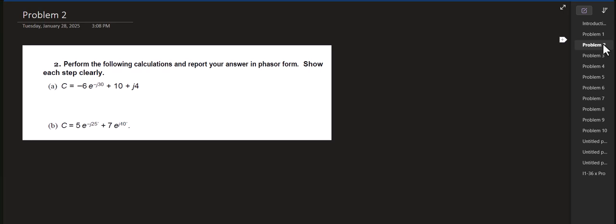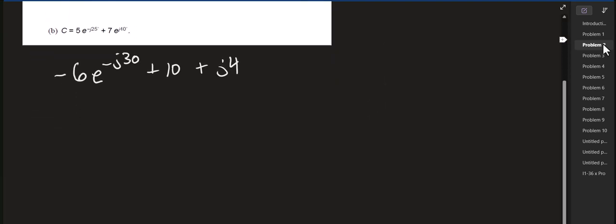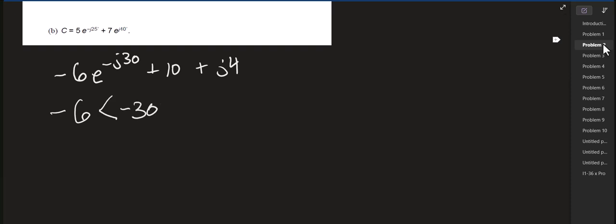Okay, so this one says, perform the following calculations and report your answer in phasor form. My number is minus 6e^(-j30) plus 10 plus j4. This e^(-j30) is the same as writing -6 angle -30 degrees plus 10 plus j4. So I'm going to now show you how to change polar to rectangular.